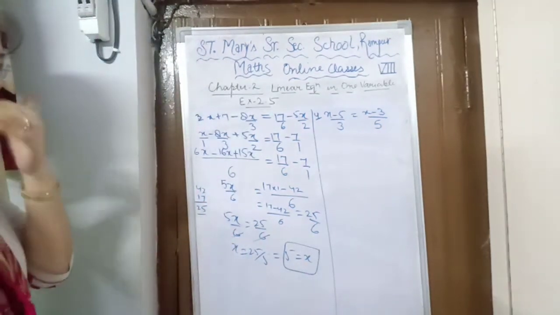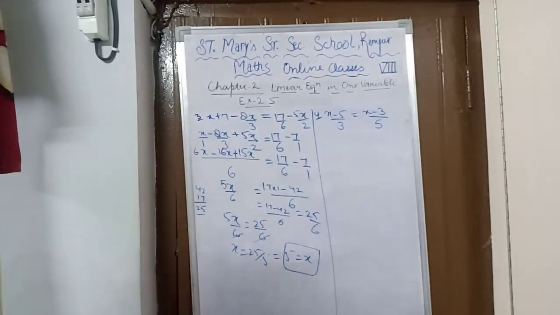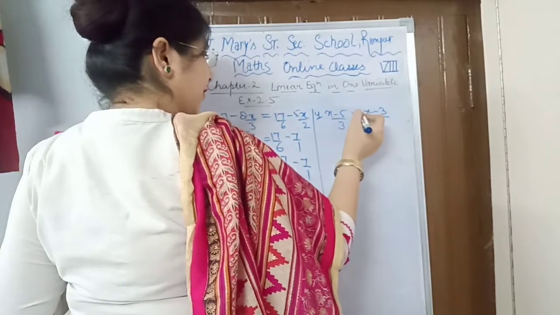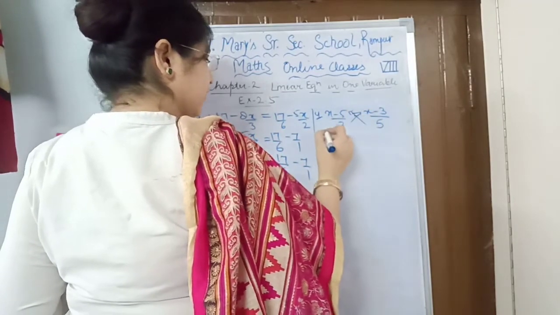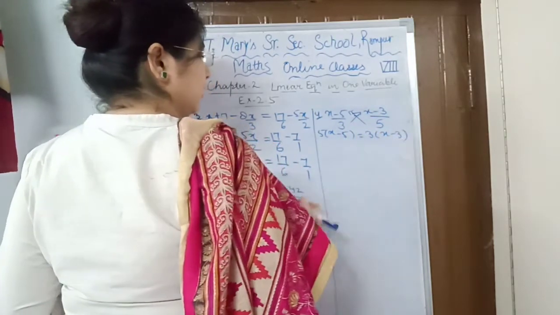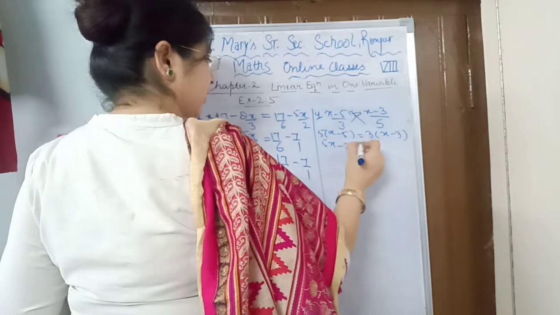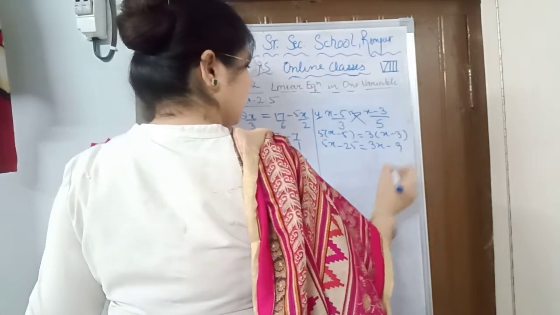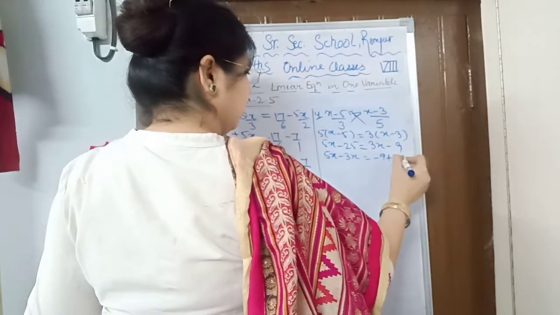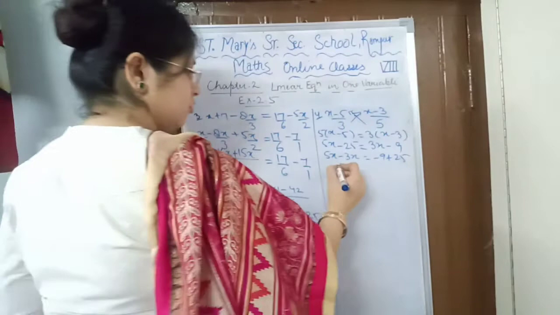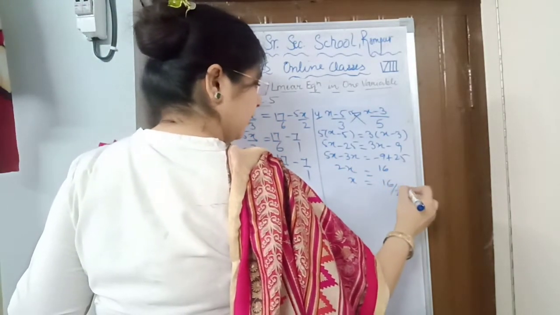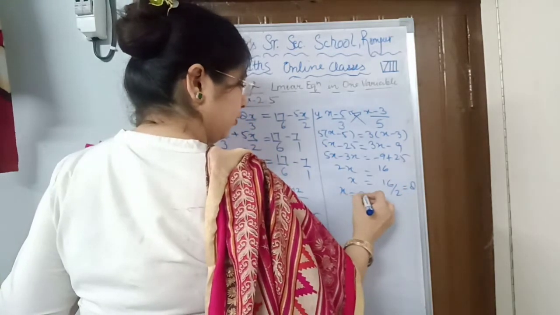Clear? Now next is fourth part is x minus 5 upon 3 is equal to x minus 3 upon 5. So in the beginning take the cross multiplication. 5 into x minus 5 is equal to 3 into x minus 3. So 5x minus 5 5s are 25 is equal to 3x minus 3 3s are 9. Collect all the x terms together and numbers on the one side. 5x minus 3x is 2x, and the value of x will be 16 upon 2, that is 8. So x is equal to 8.